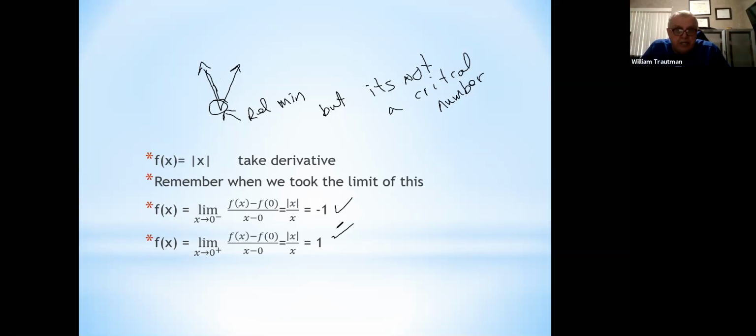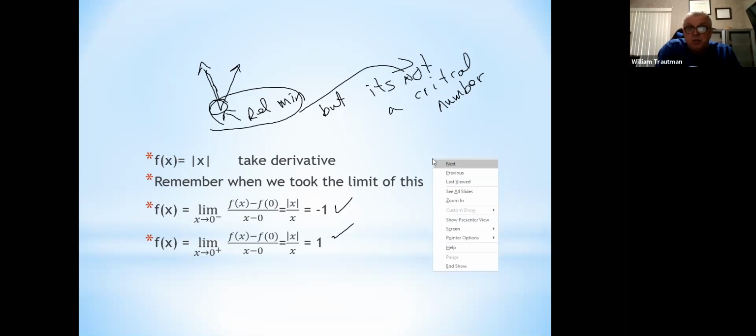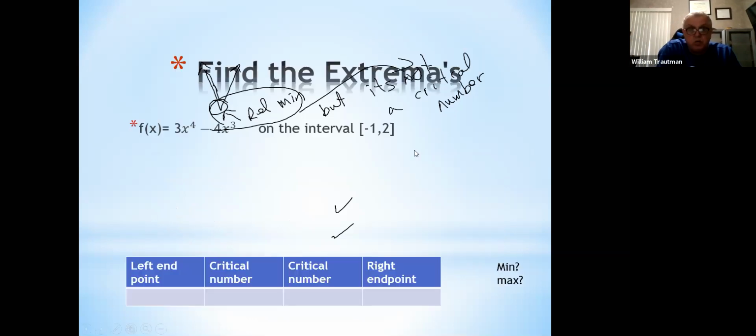There's no limit there. So this was one of those examples showing that all critical numbers are relative extremas, but not all relative extremas, like this one, are critical numbers. And I actually think that might be a homework question. All right, so I think we have at least two more problems to look at.